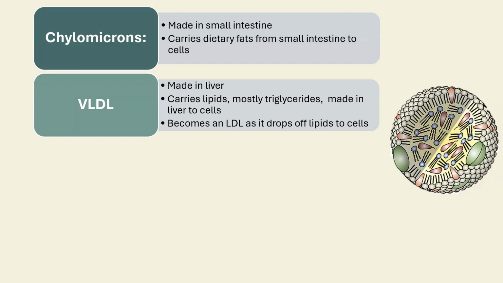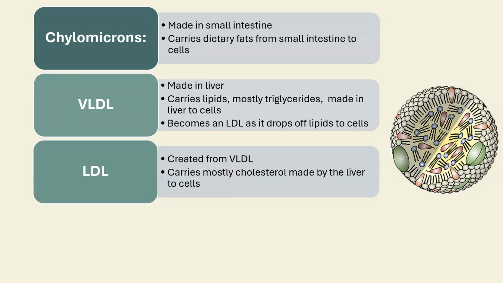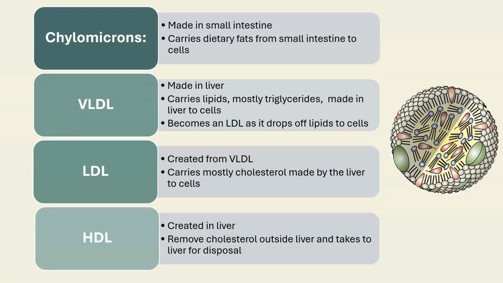VLDLs, or very low density lipoproteins, are made in the liver. They carry lipids, mostly triglycerides, made in the liver to cells, and they become an LDL as they drop off lipids to the cells. Thus, LDLs, or low density lipoproteins, are created from VLDLs. They carry mostly cholesterol made by the liver to the cells.